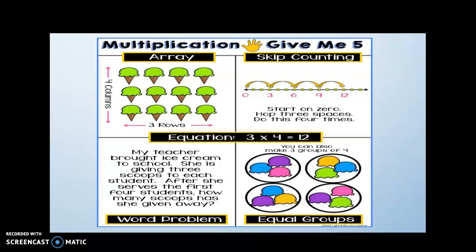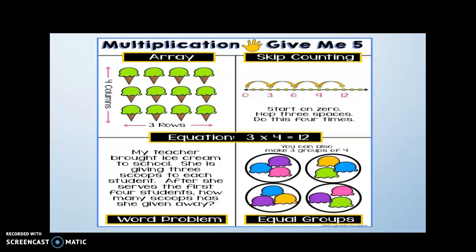We see there are 2 dots under the arch. So 3 times 2 more will give us 6. So Linda is correct. You can start on the 0, hop 3 spaces, and we can do this 4 times based on this line that we have pictured here.